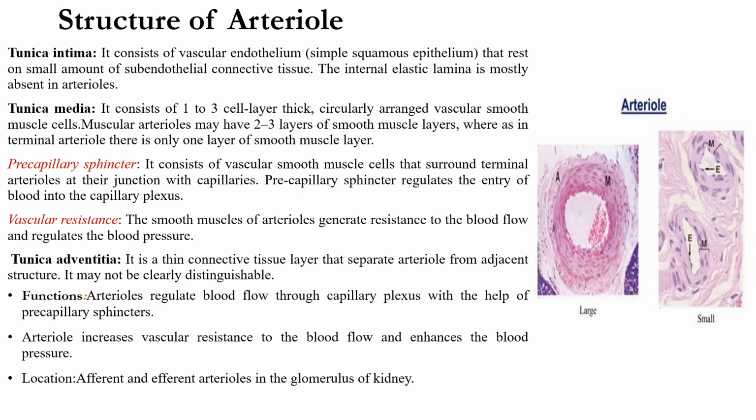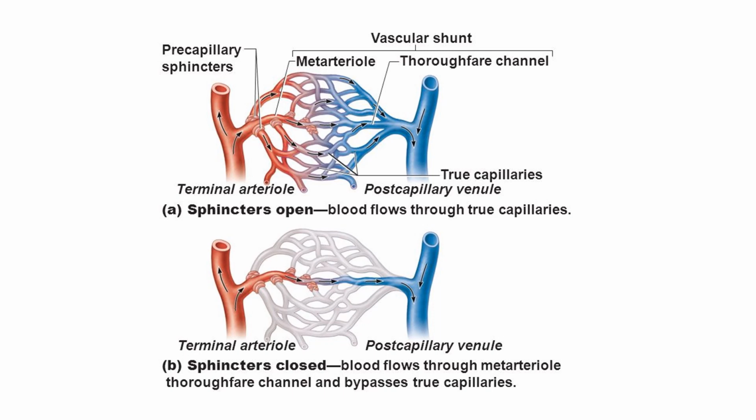Then the tunica adventitia, here it is formed by thin connective tissue, and this tunica adventitia separates the arterioles from adjacent structures, and it is not clearly demarcated. This diagram shows the role of precapillary sphincters and meta-arterioles. So in the first diagram we can see when the precapillary sphincters are relaxed, they allow the blood to pass through the capillary plexus. And in the second diagram we can see when the precapillary sphincter is closed or contracted, then the blood is prevented from passing through the capillary plexus.